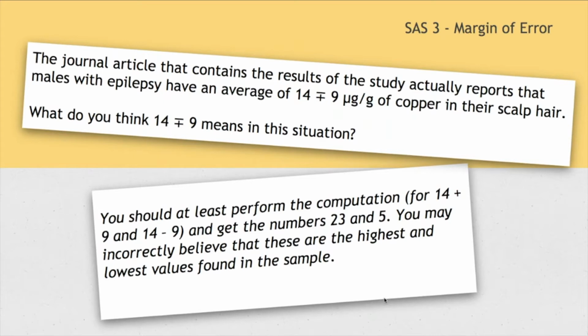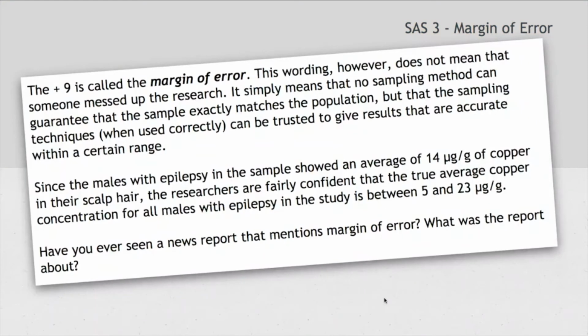And you might incorrectly believe that these are the highest and lowest values in the sample. Those are not the highest and lowest values in the sample. That's a statistical calculation based on all of the samples they got. Because the sample size is so small, the margin of error is going to be very large. Small sample, big margin of error. Large sample, smaller margin of error, okay? The plus or minus 9 is called the margin of error.